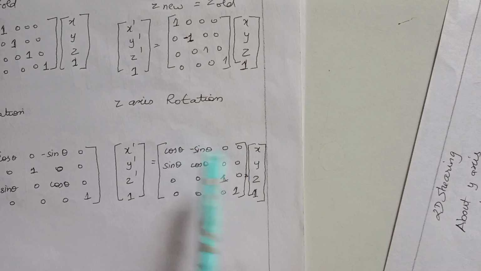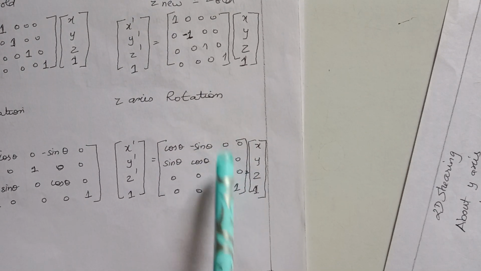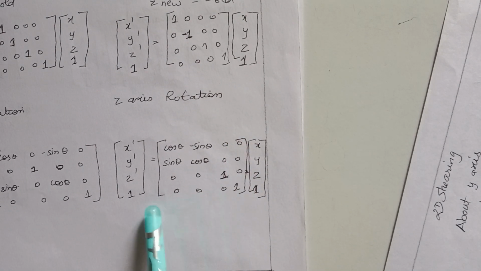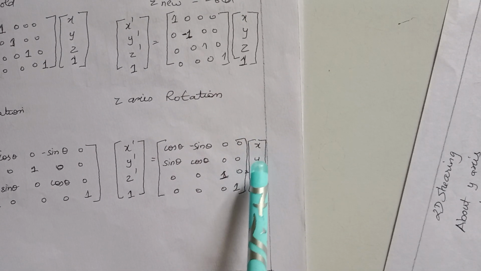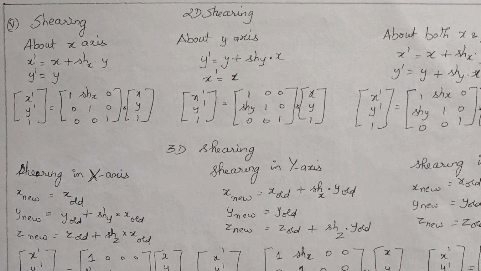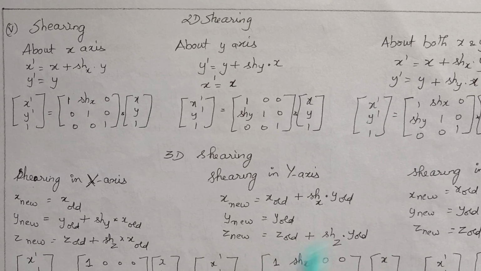So cos theta, minus sin theta, cos theta, other values will be 0, and since the diagonal is there, write 1 here and 1 here. Other places are zeros. Now 2D shearing and 3D shearing will be different, so that's why I compare and study 2D shearing and 3D shearing.